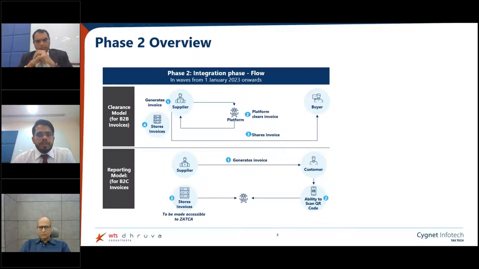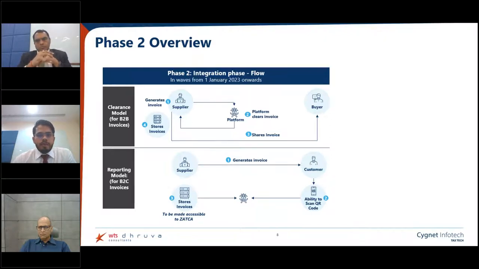The invoice generated for B2B supply will have to go through a Zatka platform. The invoicing software that is being managed by the company has to be integrated with a Zatka platform through an API. Once the invoice is approved by the platform, the invoice will be sent back to the supplier, which can then be shared with the buyer.